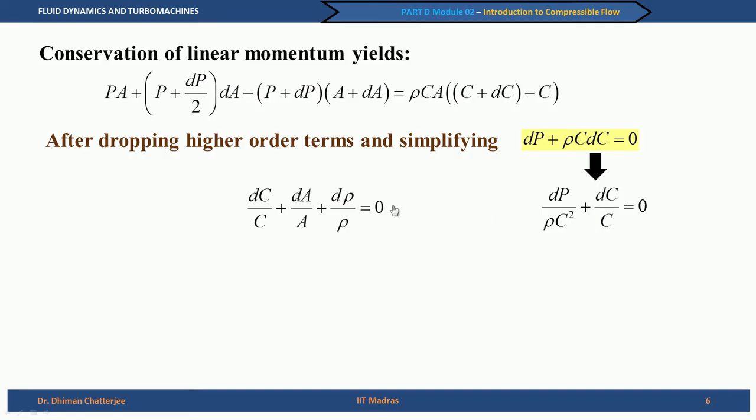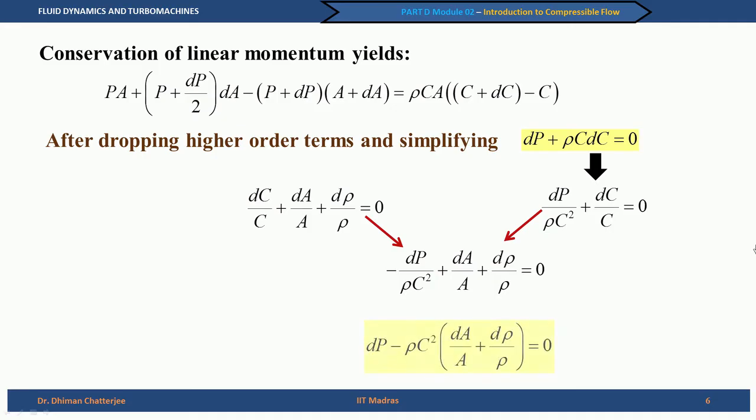So, if we now use these two relationships and eliminate d C by C from them, what we get is minus d P by rho C square, which is my d C by C term from here, plus d A by A, which is coming from the mass conservation, plus d rho by rho equal to 0, or we can write it as d P by rho C square, whole multiplied by minus 1, plus d A by A plus d rho by rho equal to 0. Let us see what we can get from here if we move further.